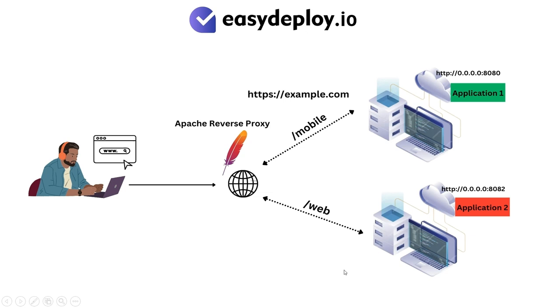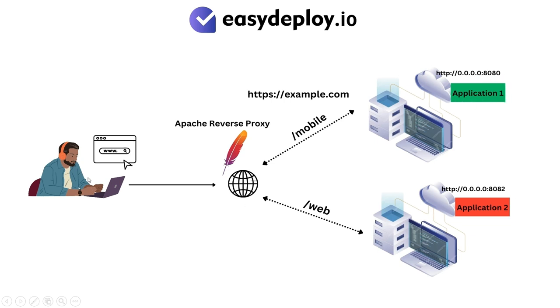For example, whatever request comes to /mobile should be redirected to application 1, and whatever request comes to /web should be redirected to application 2. Which means if a client searches for a domain, example.com, the request will go to the main website, and if he adds /mobile at the end, he will be redirected to application 1, which has port 8080.